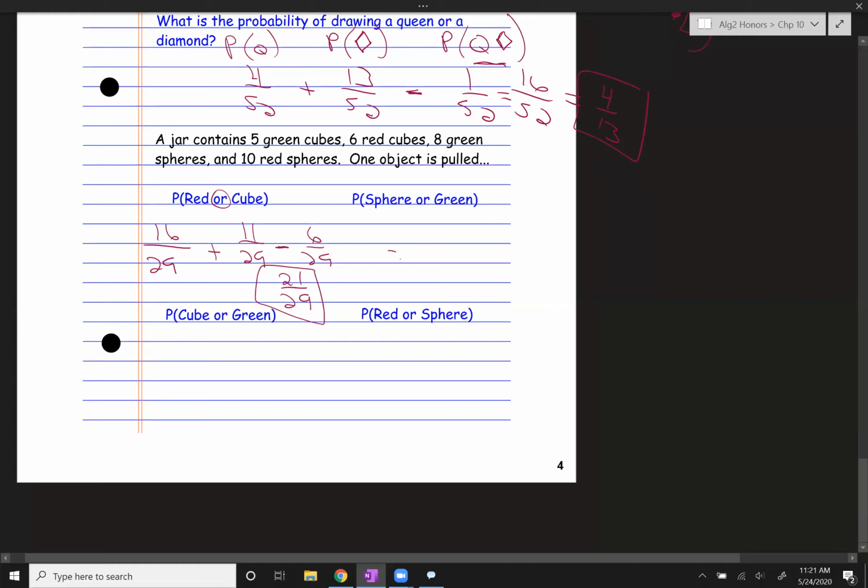So we see our setup here. 29 spheres. How many are spheres? 18 of them. I don't know why I said it so weird like that. How many of them are green? Green, green, 13. How many of them are green spheres? Minus 8. All right, that'll get us to 23 29ths.